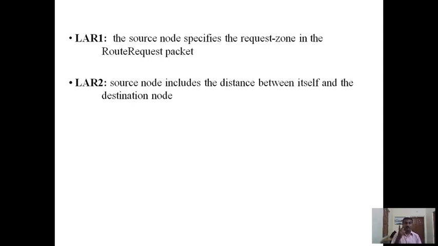We have 2 types of packets, route request packet and route reply packet. The route request packet is sent by the source node. In such packets, the source node also specifies the request zone, to whom we are requesting. That zone is also specified in the route request packet. Then the second point is that the source node includes the distance between the source node and destination node.